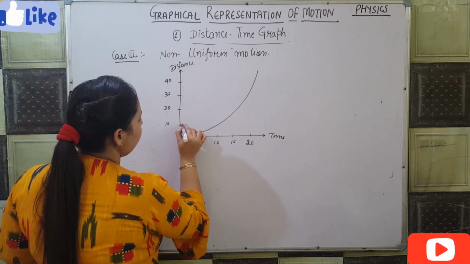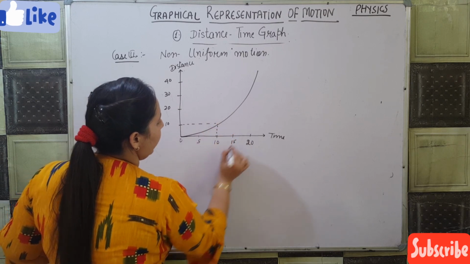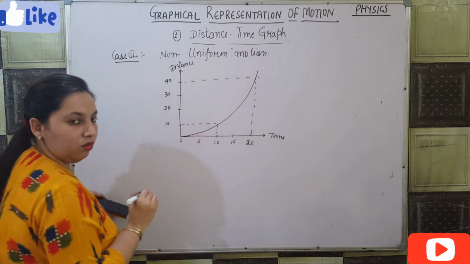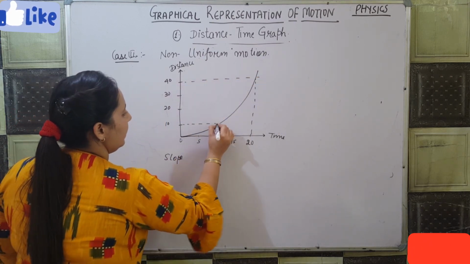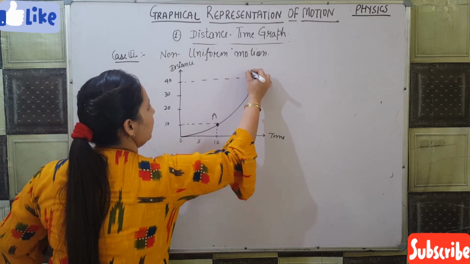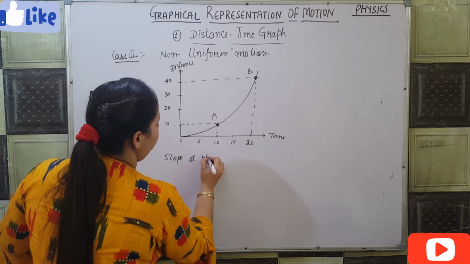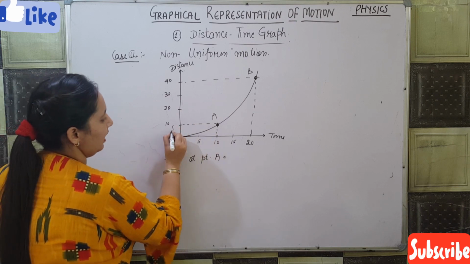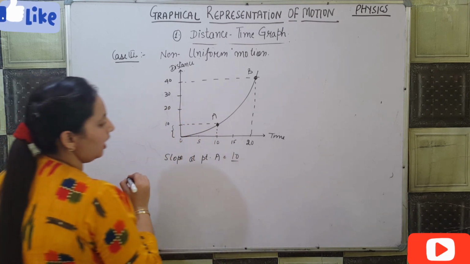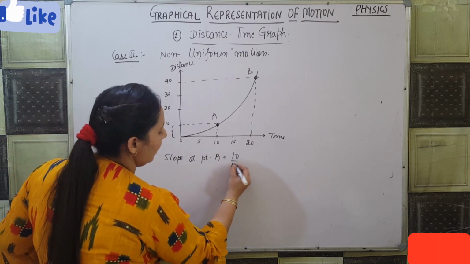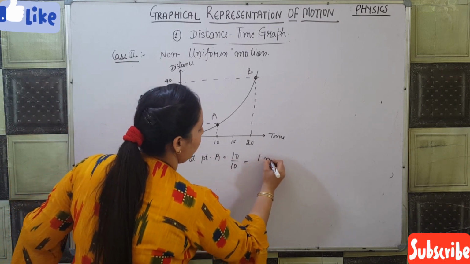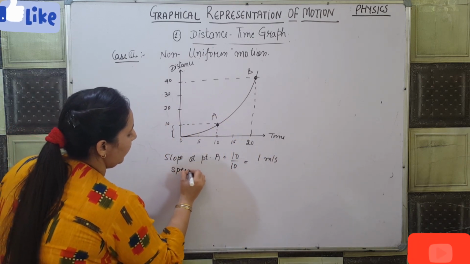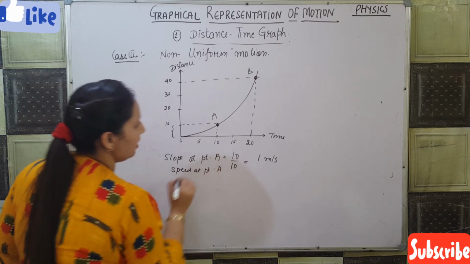At 10 seconds and after 20 seconds, I will find out the slope. I will take this point as A, and this point as B. The slope at point A is the change in the y-axis. What is the change in the y-axis? That is 10. What is the change in the x-axis? The change in the x-axis is 10. So the slope at point A is 1 meter per second. You can say that the speed at point A is 1 meter per second.